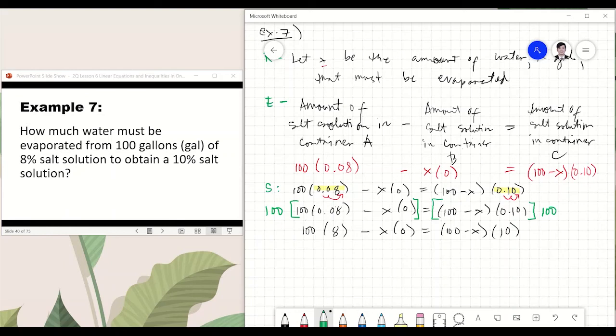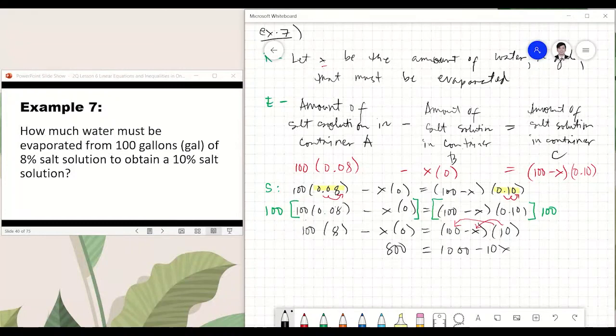So, 100 times 0.08, magiging 8 yun. 100 times 0, 0 lang din naman. Then, 100 times 0.10, magiging 10 yan. So, 100 times 8, magiging 800. X times 0 naman, magiging 0 lang yan. Yung 10 naman, i-distribute natin. So, 10 times 100 is 1,000. And then 10 times negative x, negative 10x.